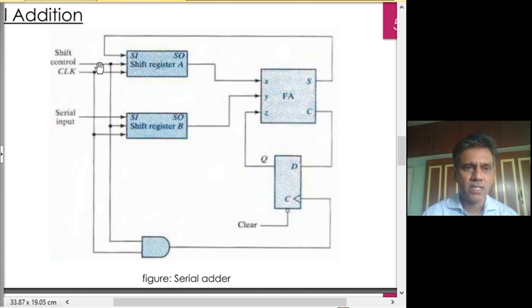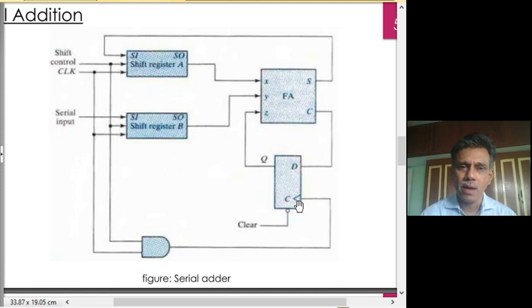When the shift control is given, then the clock goes, otherwise they don't go to this place. And each shift register has a shift control bit also in this case. So only when the shift control bit is 1, this clock will have a role, otherwise it will not have a role. Whereas for this, we separately use the shift control and the clock and AND it together before feeding the clock to this D flip-flop.